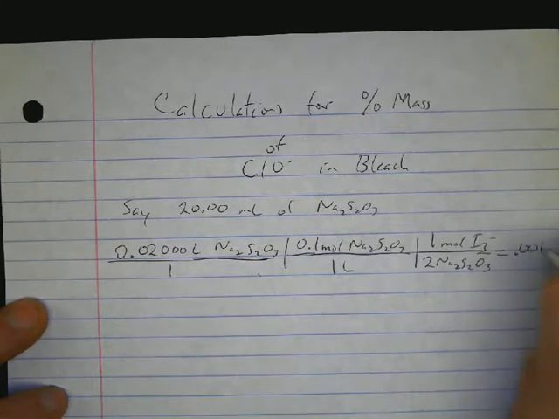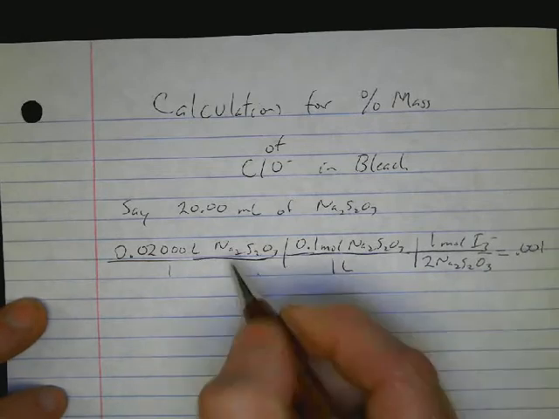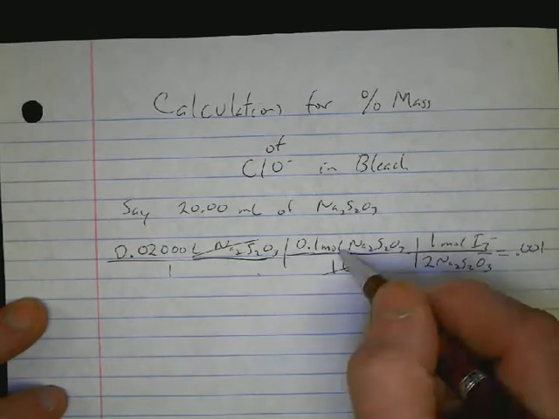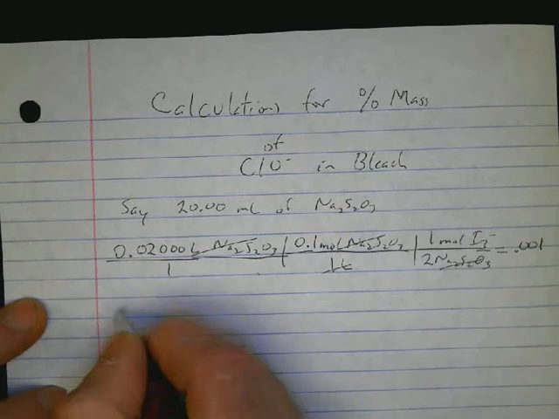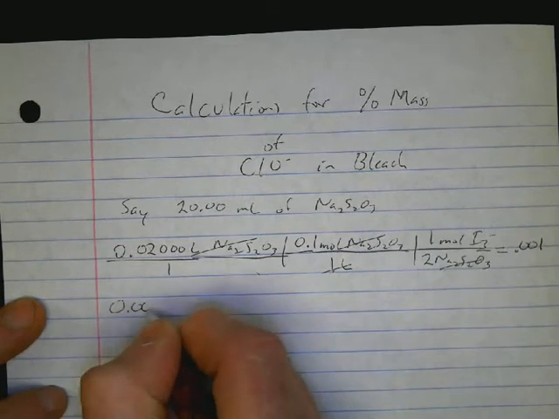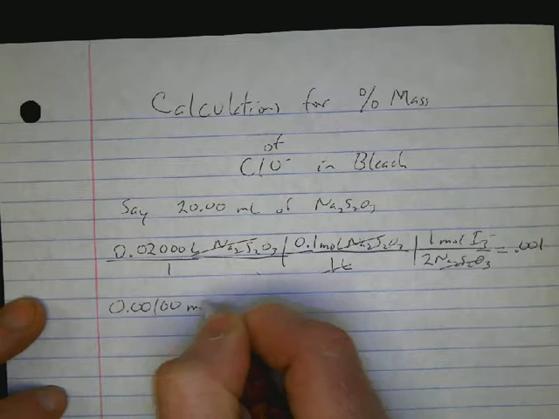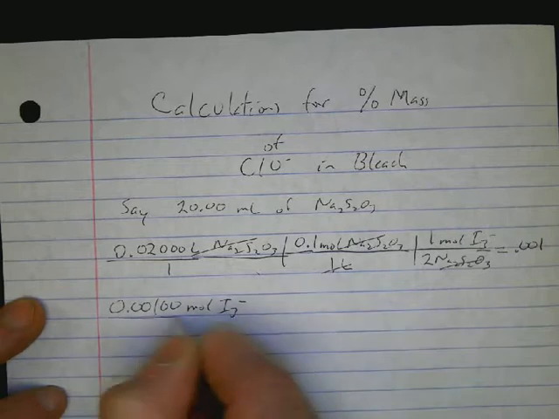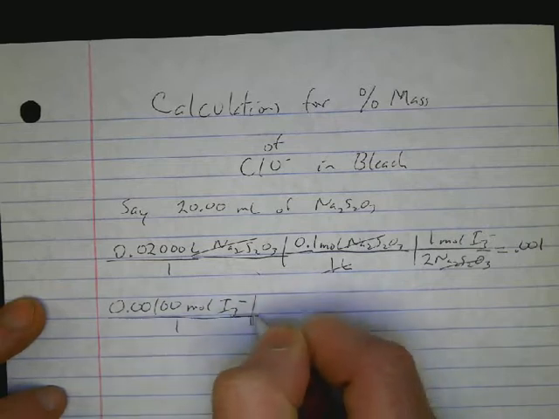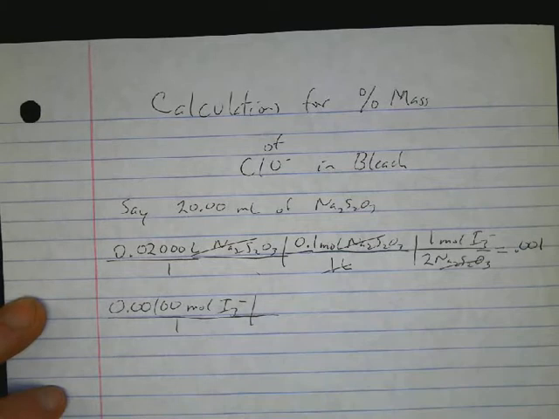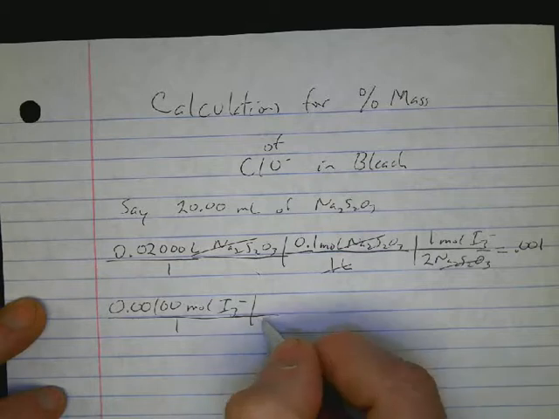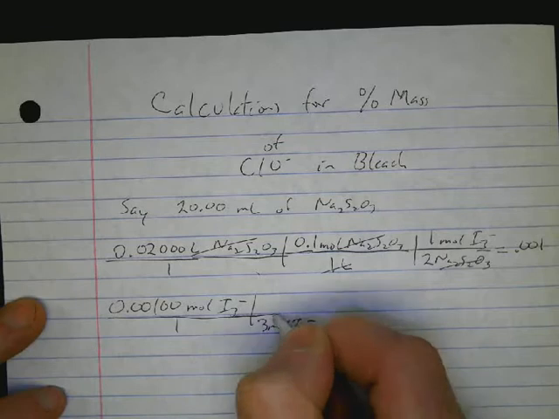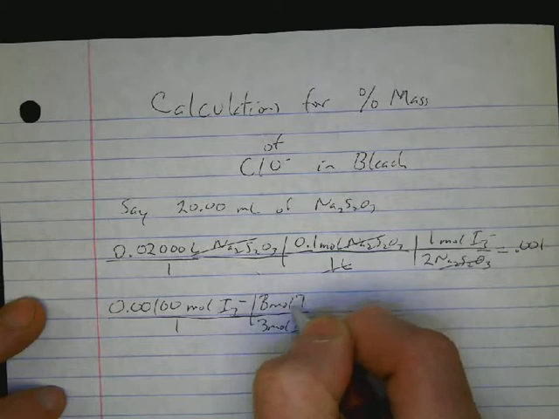0.001. And now what is the unit that's going to be there? The liters are gone, the moles are gone, and I'm at I3. So 0.00100 moles of I3 1-. And the next step is to look at the relationship between the I3 1- and the I2. That's a 1-to-1 relationship.